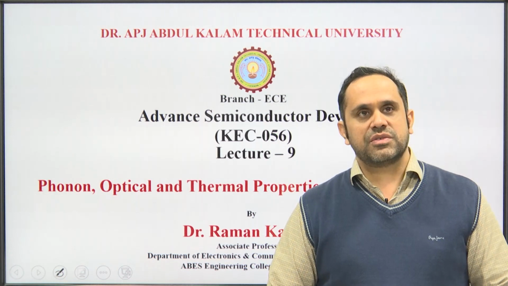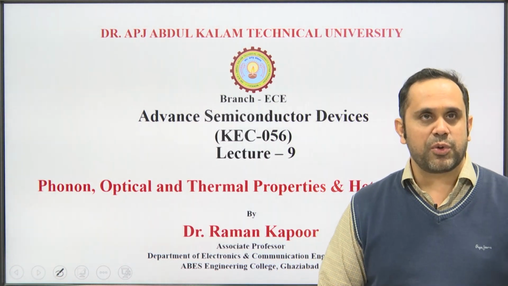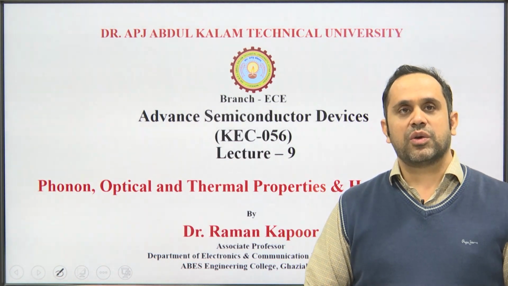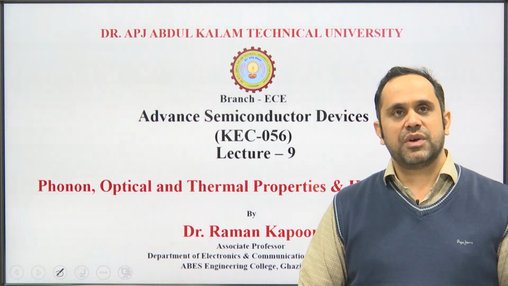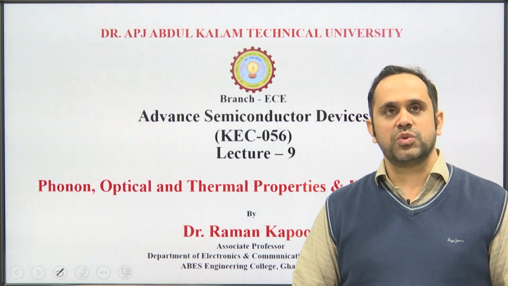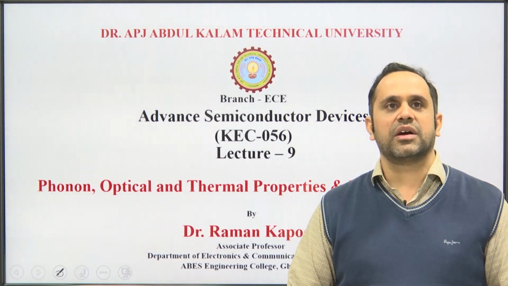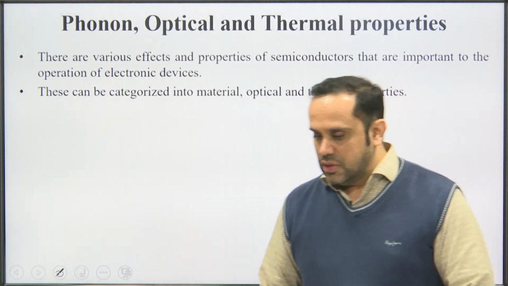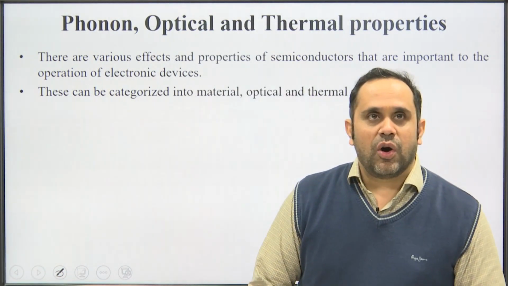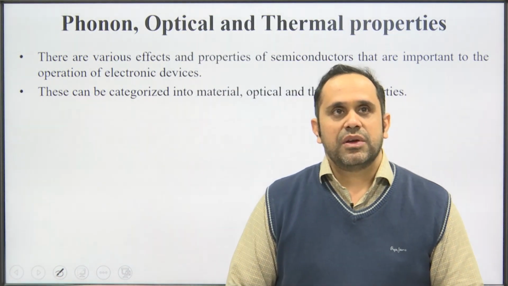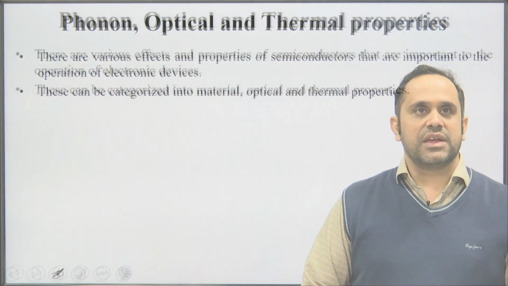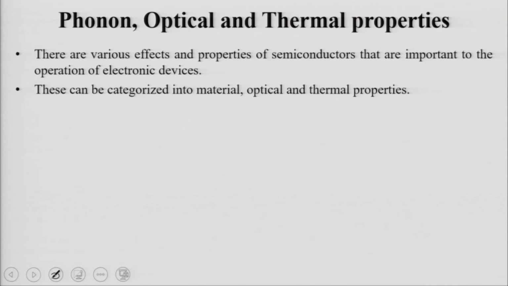In today's lecture, we are going to discuss some specific properties which are related to semiconductor materials, and we are going to see what happens when we create a junction between two similar or dissimilar semiconducting materials. Okay, so let's start. There are a lot of properties of semiconductor materials which play a very important role when these materials are actually used to produce devices.